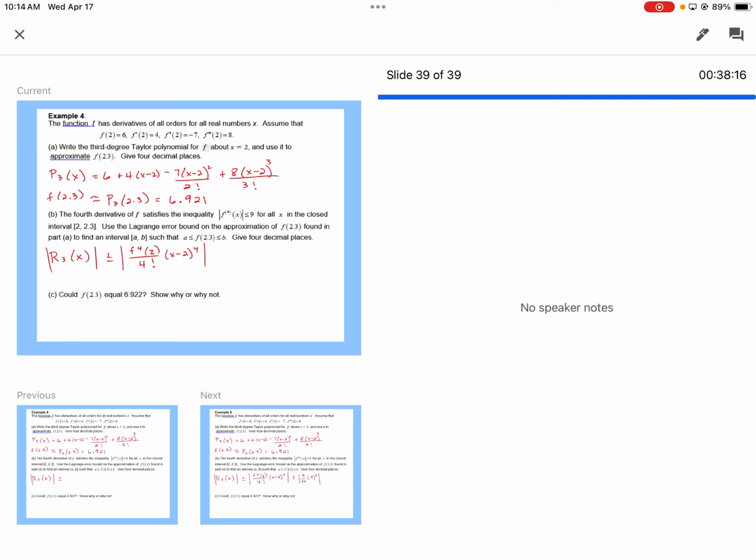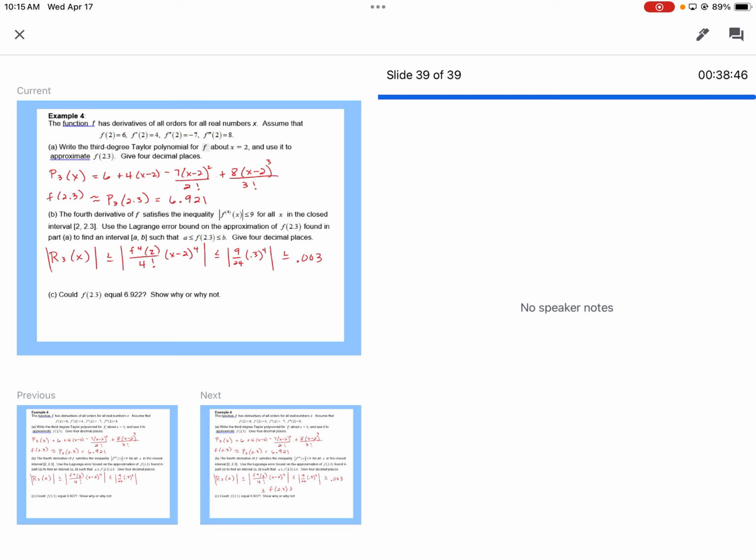All right, so what's our max error on this one? Or our max fourth derivative, excuse me? 9. So we do 9 over 24 times 0.3. Where do we get the 0.3? You're plugging in 2.3 minus 2 to the fourth. It's gonna be a lovely number. Again, 0.0081, right? This says go to 4 decimal places. Okay, at this point, we've done enough on this.